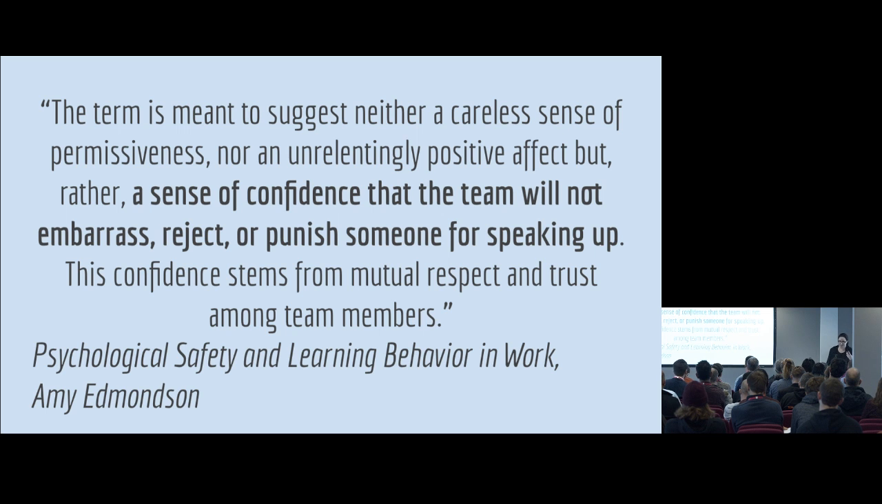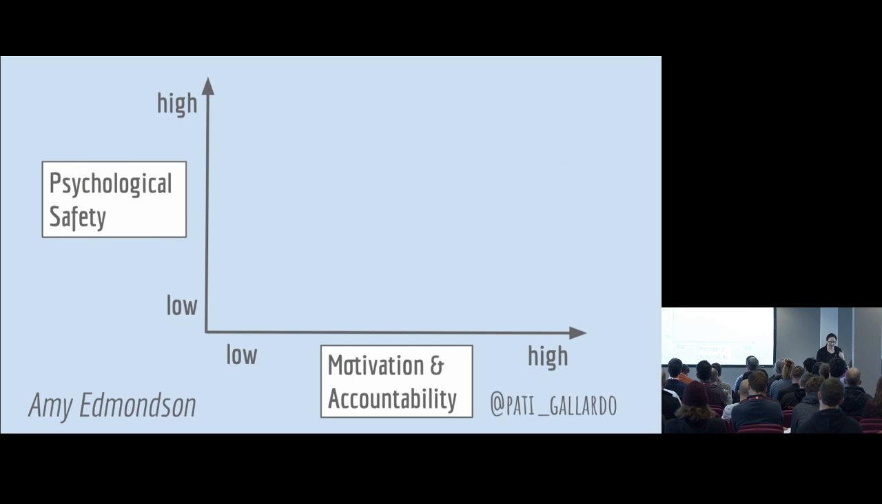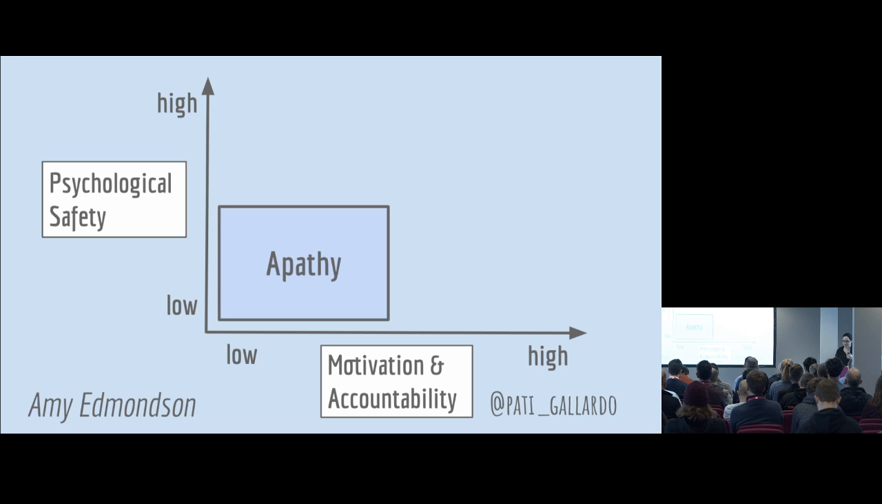But what is psychological safety really? And I will try to explain that in terms that you will know. And this is Amy Edmondson. She has this matrix trying to explain the different levels of psychological safety. So first of all, you have psychological safety going up, motivation and accountability going to the right. And the first one is if you're low on motivation and accountability and you don't feel psychologically safe, you come into apathy.